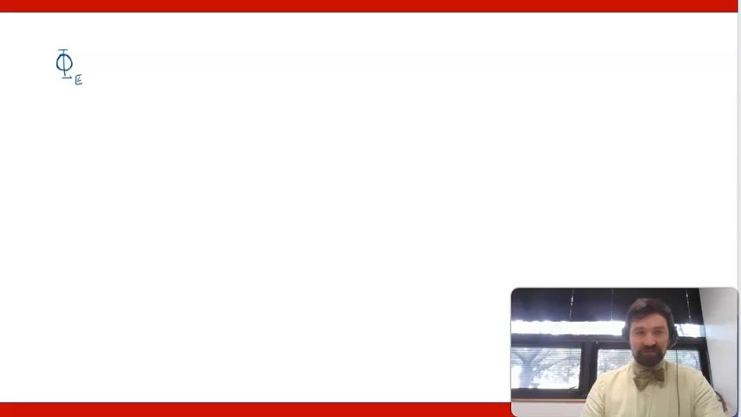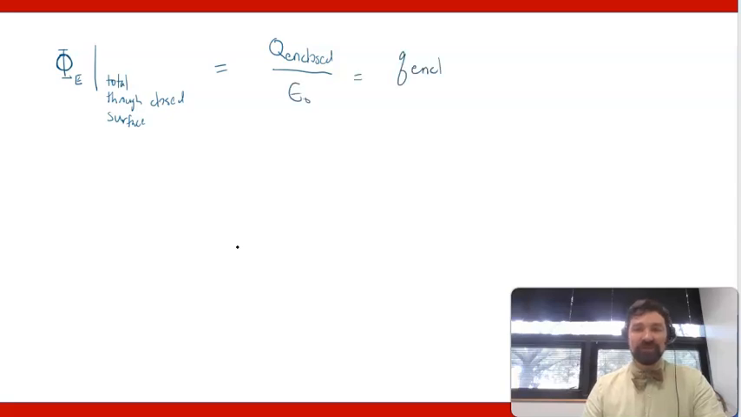total flux of an electric field, and we basically denote it as total through closed surface, is equal to the amount of charge enclosed, and that could be represented by a capital Q for an extended set of objects or a lowercase q for individual point objects, divided by this constant epsilon naught, where epsilon naught is what's called permittivity of free space, which has this value of 8.854 times 10 to the negative 12.